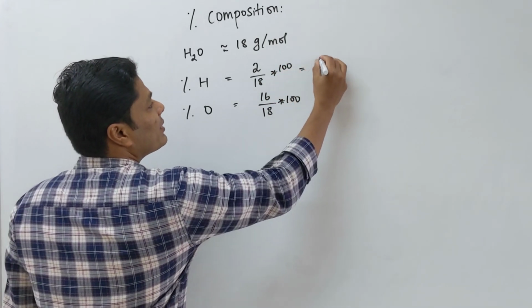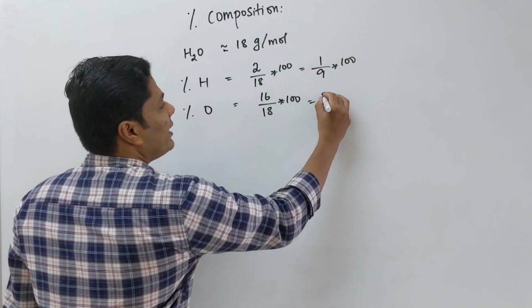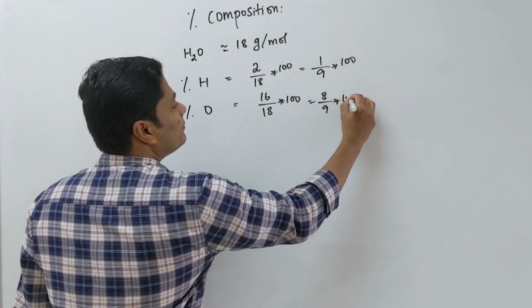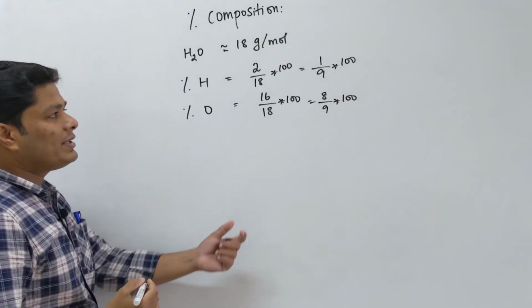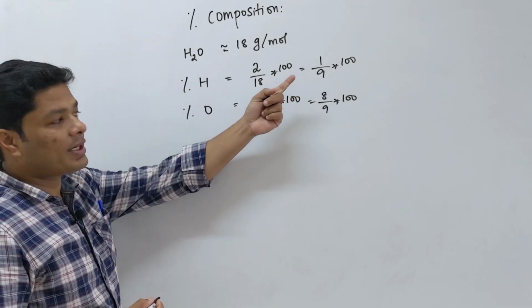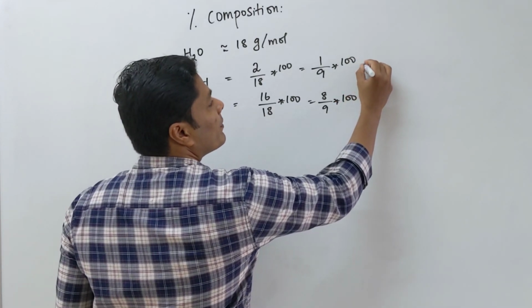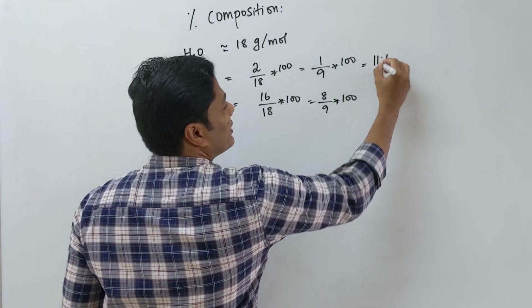Now what we have here is 1 by 9 times 100. Here we have 8 by 9 times 100. So what it means is 1 by 9 times 100. 1 by 9 times 100 எப்படி பார்க்கலாம்? 100 வந்து 99 பார்த்தீங்கன்னா 99 by 9 is of course 11. So this is 11%.